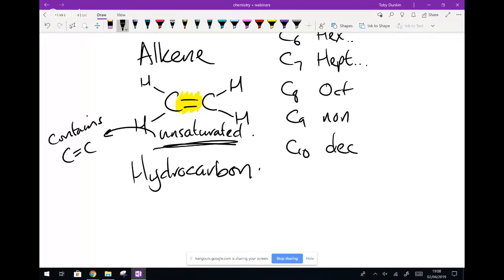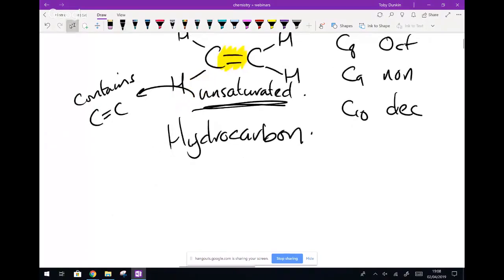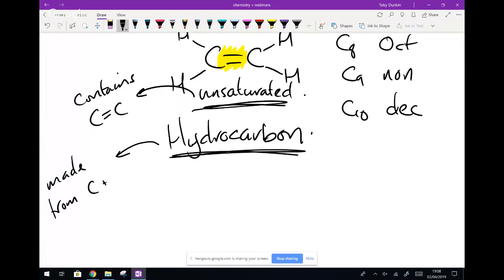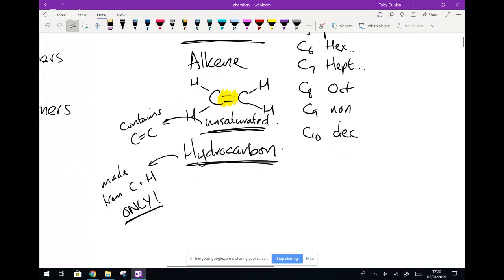So it's quite nice, that's the revision. Contains carbon-carbon double bonds. And the definition for a hydrocarbon, everyone of course knows, is made from carbon and hydrogen, and a key word being only. I'll come back to that in a minute when I come to my next family.